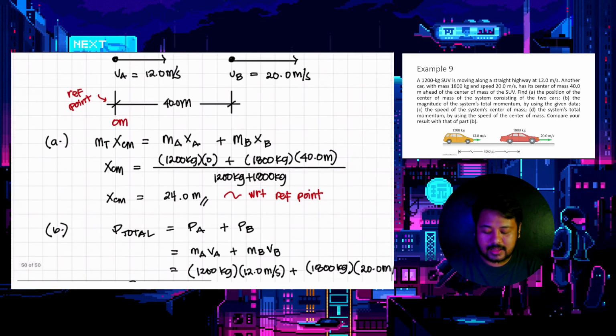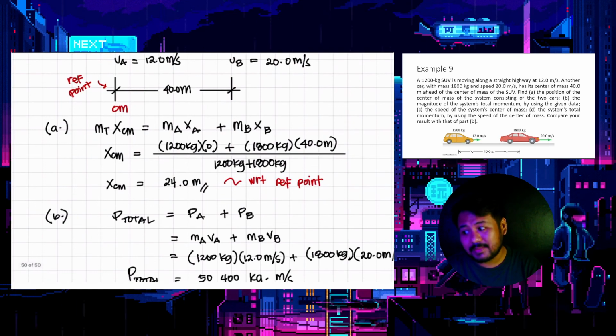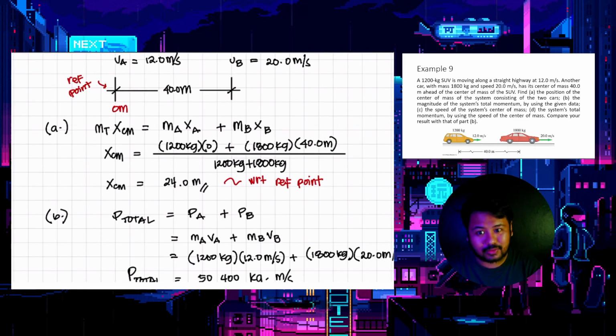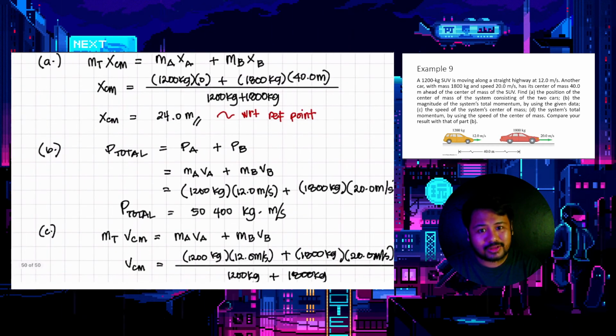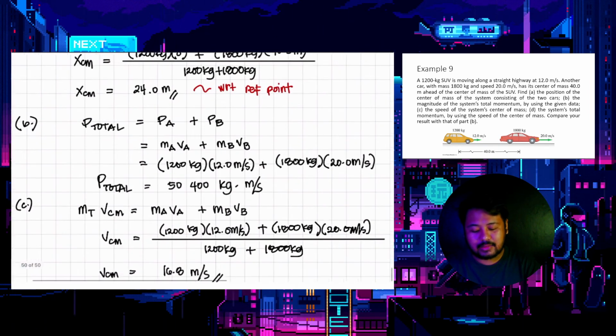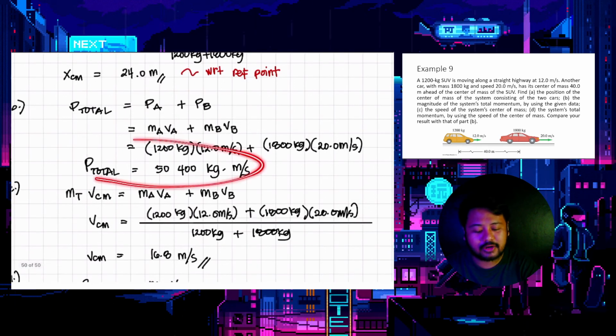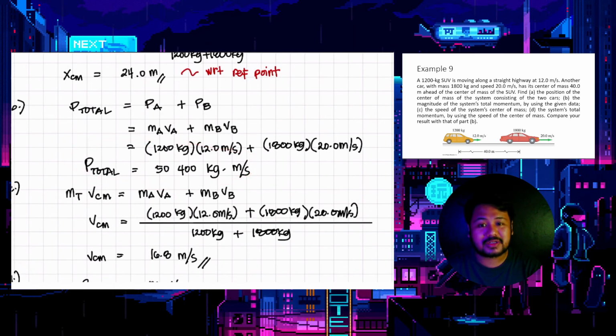And for letter B, the magnitude of the system's total momentum. For the total momentum, we just add all the momentum: the momentum of car A, the 1,200 kilogram car, and the momentum of the 1,800 kilogram car. It will give us 50,400 kilogram meters per second. And that's the total momentum.